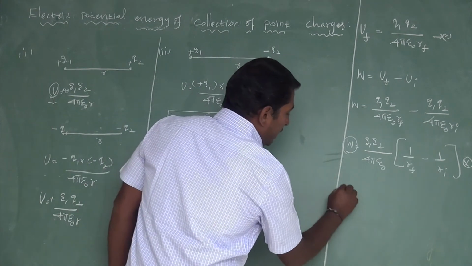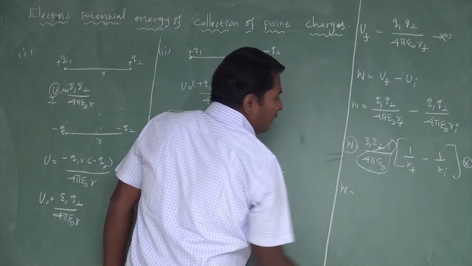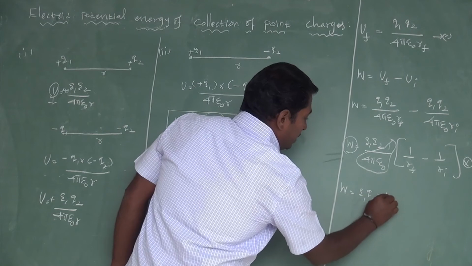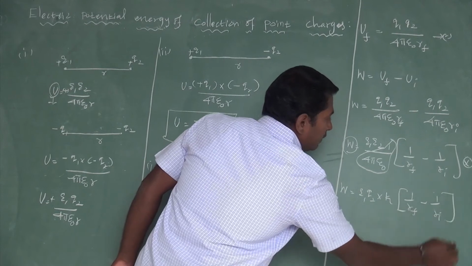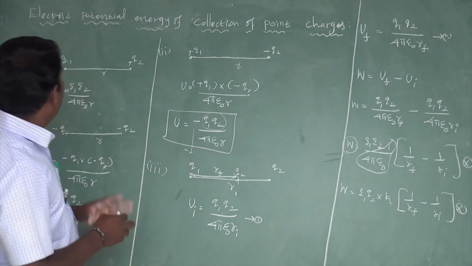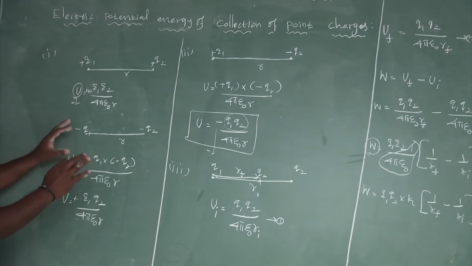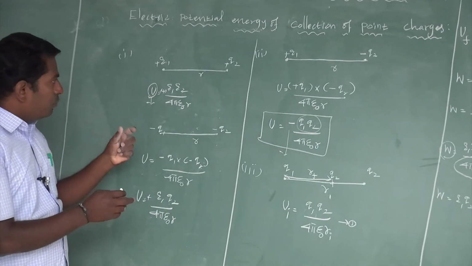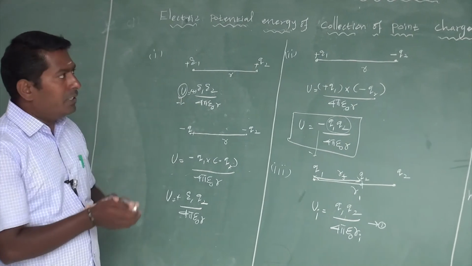This equation can be rewritten, since 1 divided by 4 pi epsilon naught is K. Therefore, W is equal to Q1 Q2 into K, times 1 divided by Rf minus 1 divided by Ri. So this is the final conclusion. Electrostatic potential energy between two point charges situated in an air medium, U, is equal to Q1 Q2 divided by 4 pi epsilon naught R. The electrostatic potential energy between two charges can be positive or negative depending upon the nature of the charges.